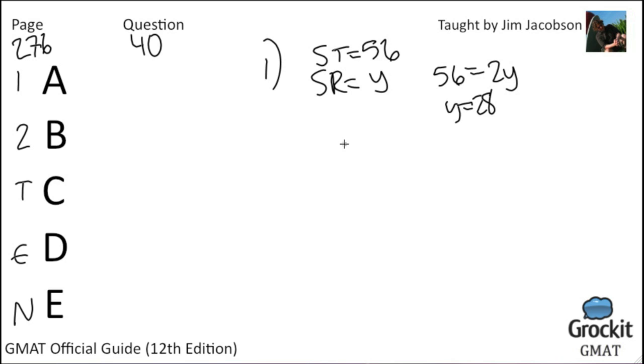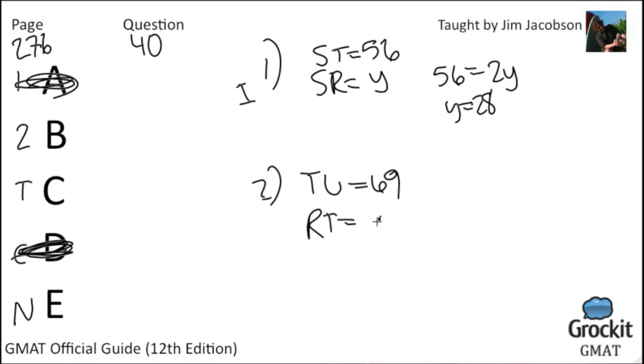But since we don't have any relationship with x in this one, which is what we're solving for, statement 1 doesn't give us anything. We can also cross off answer choice D, which requires statement 1 to be sufficient. Let's take a look at statement 2. By the most direct route, the distance between T and U is 1.5 times the distance between R and T. So TU is 69, and RT is X. X is what we're after.